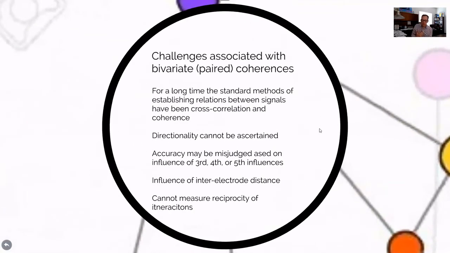So typically when we do EEG coherence, again, we use what are called paired coherences, or what we'll call bivariate coherences, between two locations at a time. These could be on the surface of the brain, or they could be at sources within the brain, but there's still two locations where we're measuring coherence, as we've talked about in the previous definition. For a long time, this served as the standard method of establishing relations between signals, being cross-correlational and coherence in nature. That is the measurement.